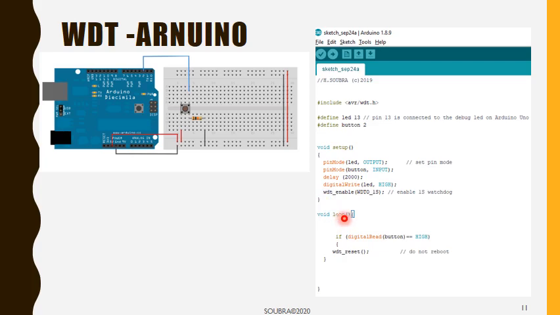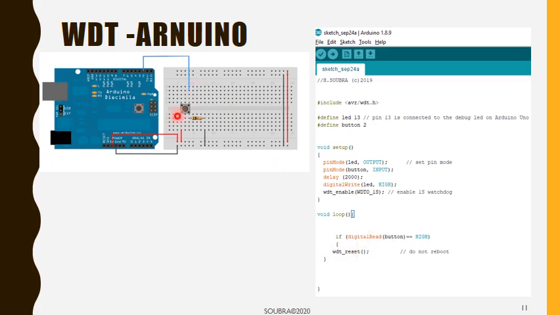Now I'm going to go to the loop. This is a perpetual loop, and as long as my microcontroller is on, it will keep on executing it. So what I'm doing in the loop is, if reading high on my button, so if the button is pushed, all I have to do is kick the dog. Alright, so if I'm kicking the dog, this means that the watchdog will not time out.